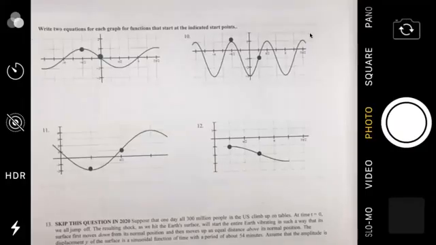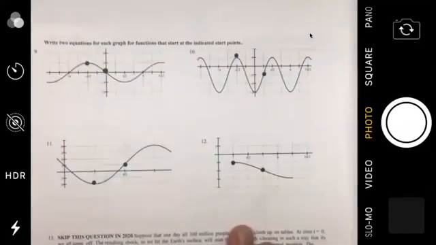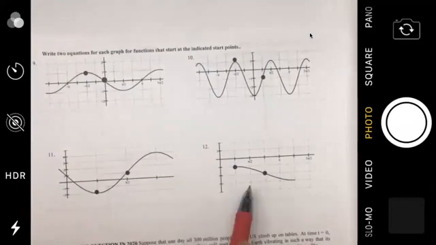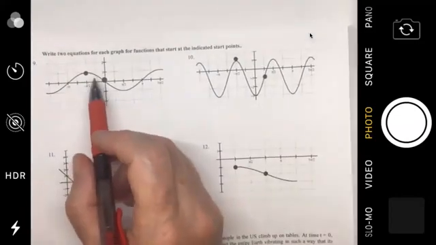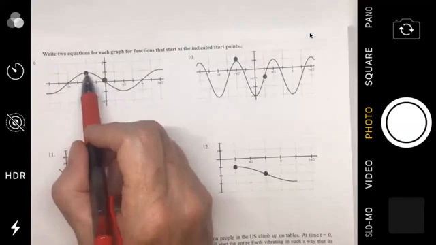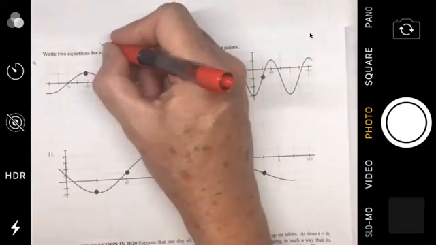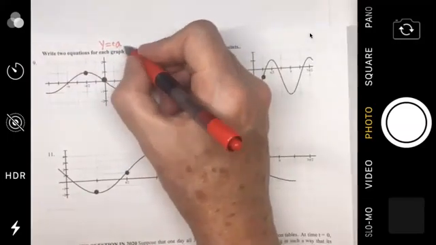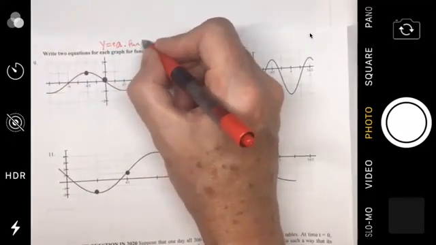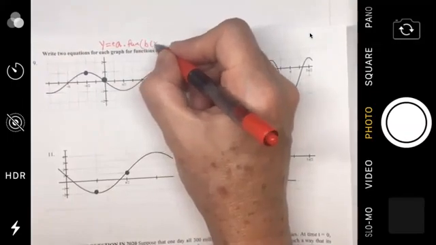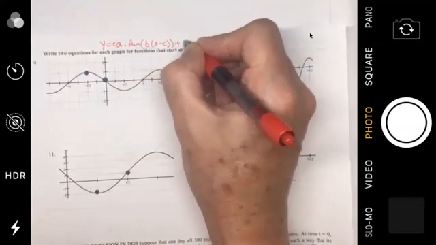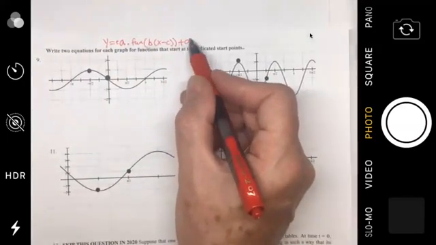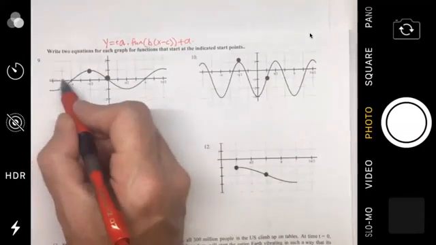So for the second part of this review, writing equations. You can see the equation is basically going to be of the form y equals plus or minus a times whatever your function is, times b times x minus c, plus d. The thing that's always easiest to pick out is the value of d, that's the midline, graph it in.